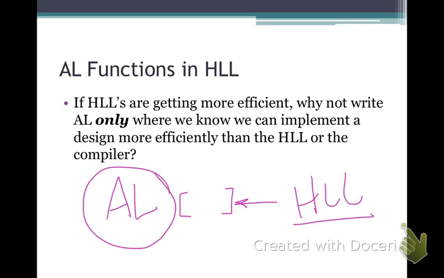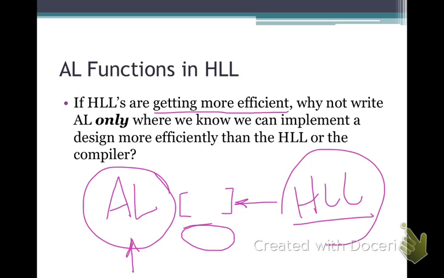And here's the deal. While it is true that high-level languages are getting more efficient, they're not all the way to the level of efficiency that an assembly language is. So there's this little gap here. What we want to do is implement what we can in a high-level language and only write low-level code for those things that we know we can do better. So that's essentially what we're going to be looking at.